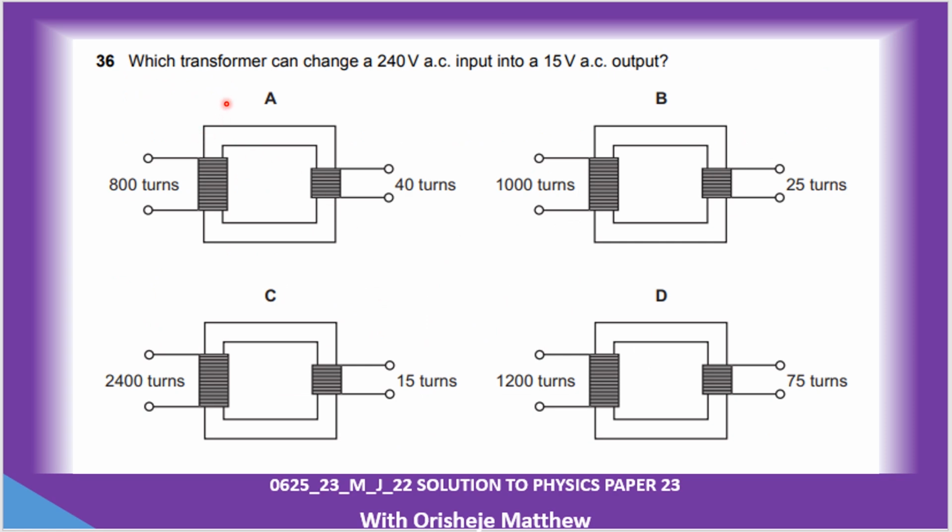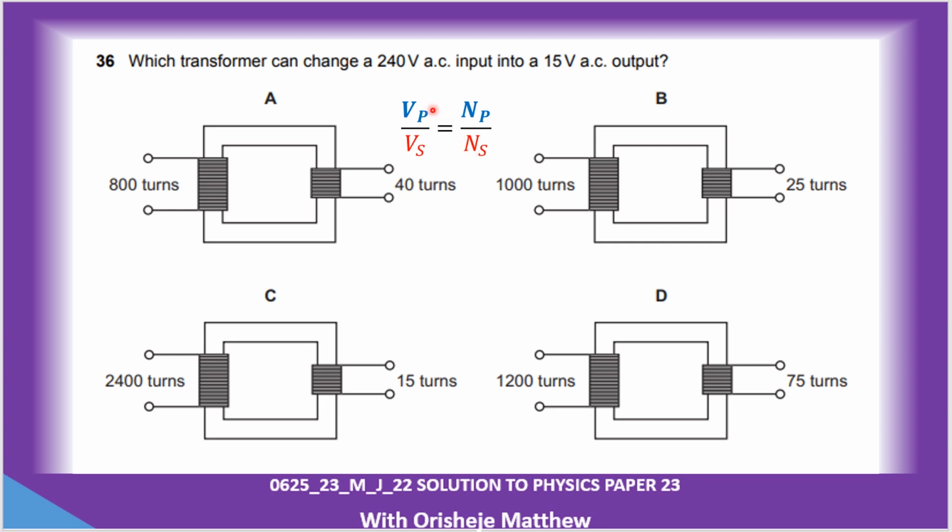Question 36, transformer. 240 volts input produces 15 volts output. So this is a step down transformer. If you want to do this, you remember that the primary voltage divided by secondary voltage will give you the same ratio as the number of turns in primary divided by number of turns in secondary.